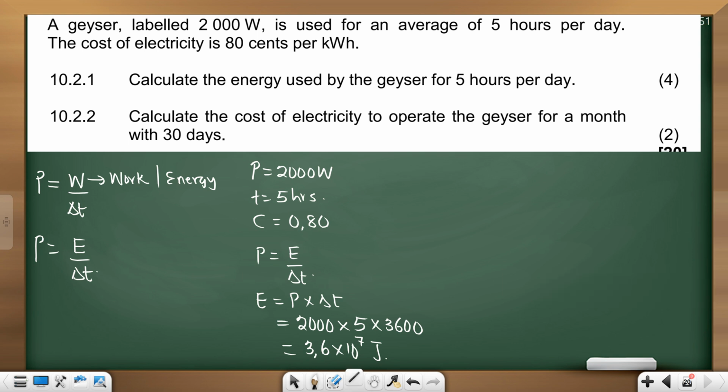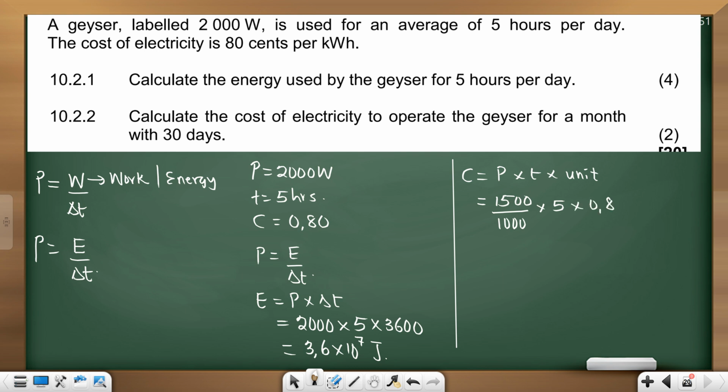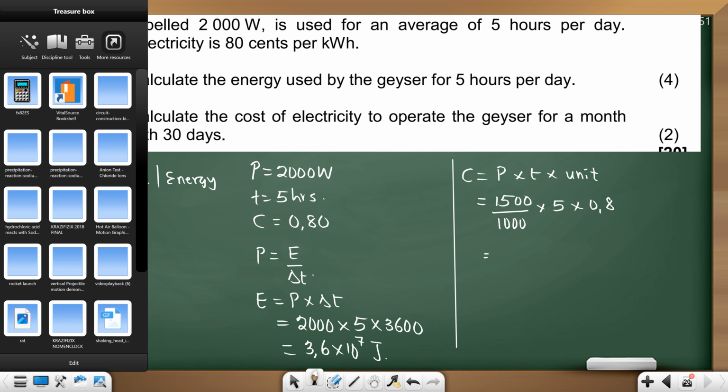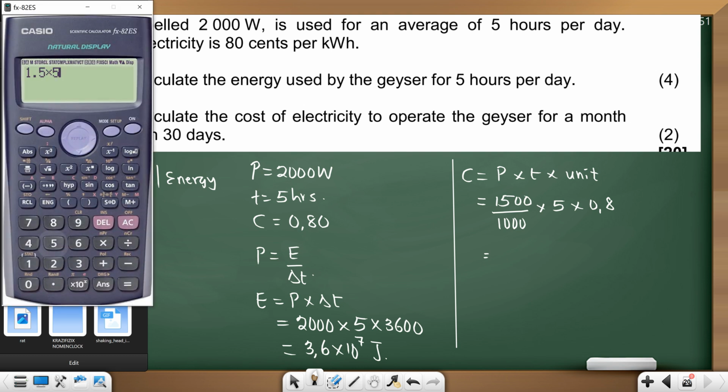Now, the examiner wants us to calculate what? What are we looking for now? Cost. What is cost? We know it's power times time. But now, my power has to be in what? Kilowatt. And my time will remain that. So what will that be? 1,5 times 5 times 0,8.